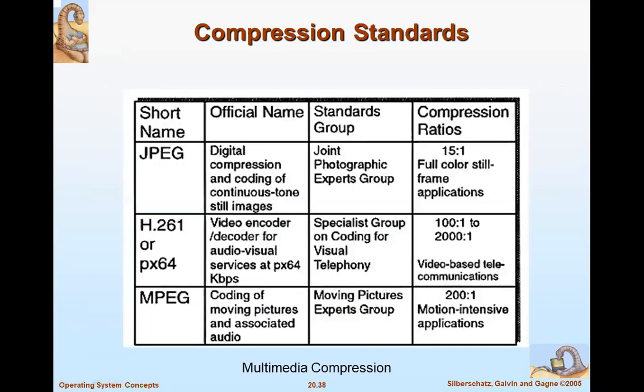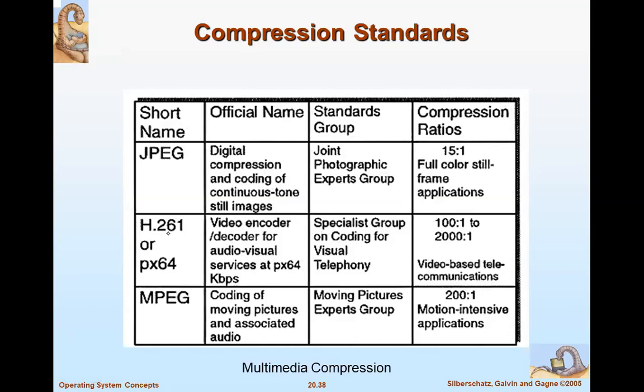Over here in this table you can see that we have three compression techniques, their official names, their standard groups, where each was developed, and then the compression ratio as well. JPG was developed for digital compression and coding of continuous-tone still images by the Joint Photographic Experts Group, and if you look at the compression ratio, it reduced the size by 15 times.